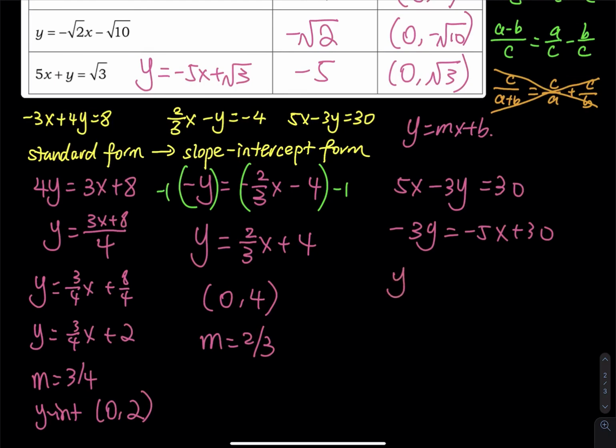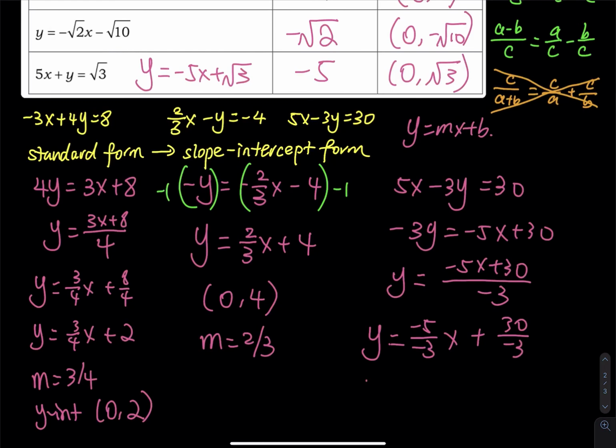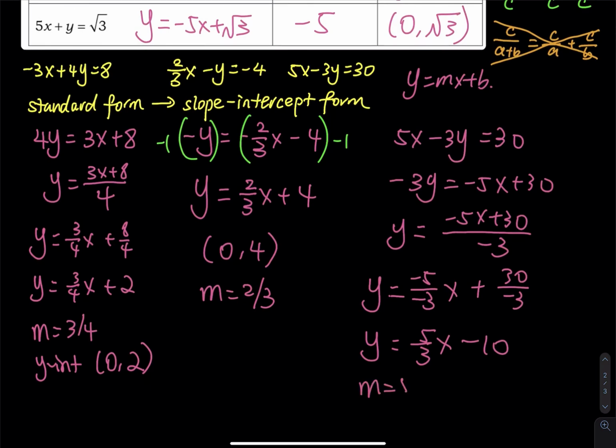So we have y equals negative 5x plus 30 divided by negative 3, and then y equals negative 5 divided by negative 3x plus 30 divided by negative 3. So y equals 5 over 3x minus 10. So my slope is equal to 5 over 3. The y-intercept is 0, comma negative 10. Yes, you're right. You pick up the number and the sign in front of it.